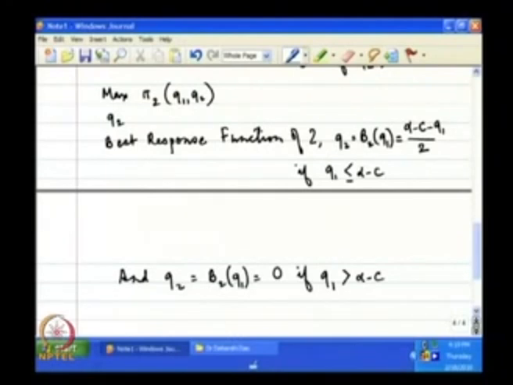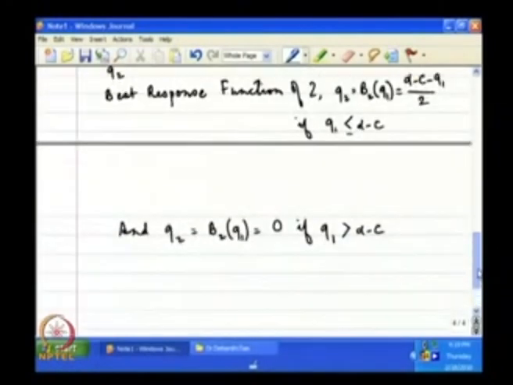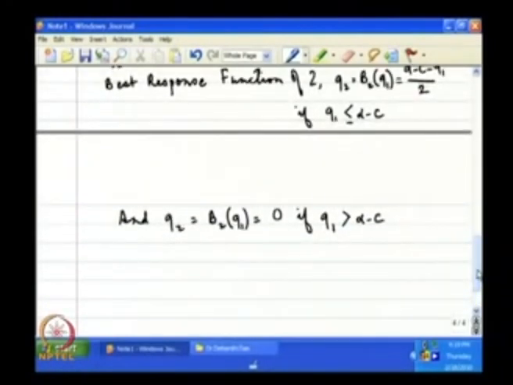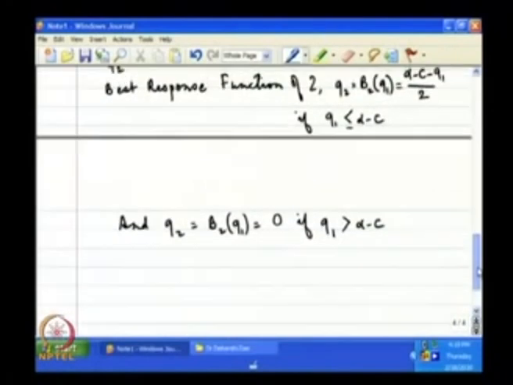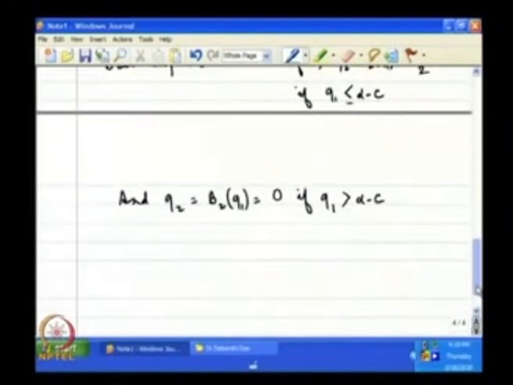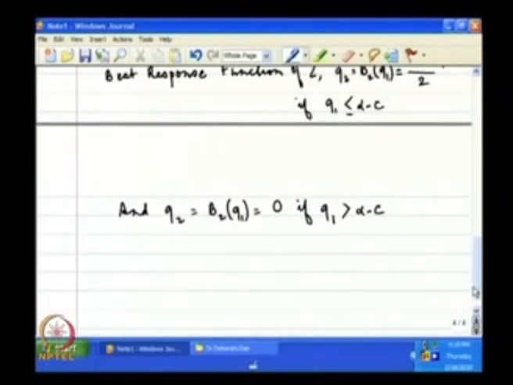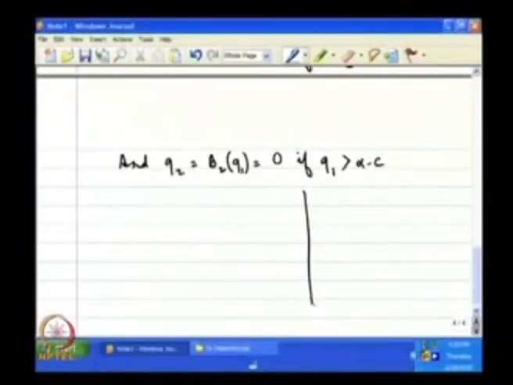What is the Nash equilibrium? So Nash equilibrium will be given by that point where these two functions intersect. Can we represent these two functions in terms of a diagram? It turns out that we can. Suppose we draw this diagram.